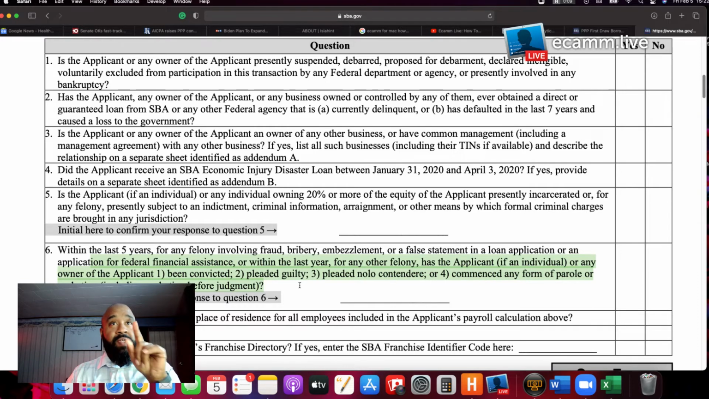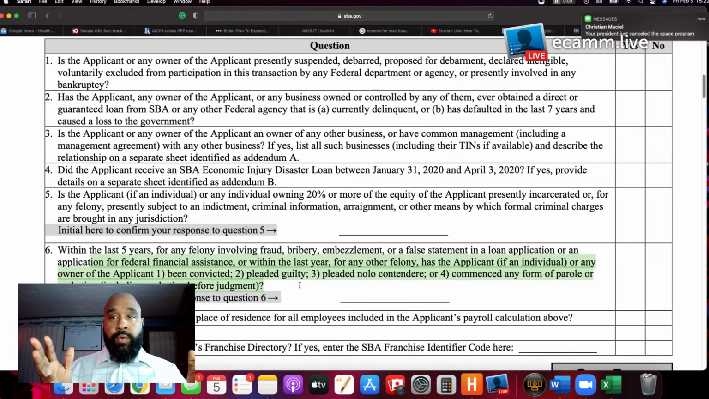Second round, first draw. This means this entire form is for people that have not yet received a PPP loan. If you applied before and you were denied, or if you applied before and you just didn't follow through with it, or you were late, then that's what you need to do. Okay.